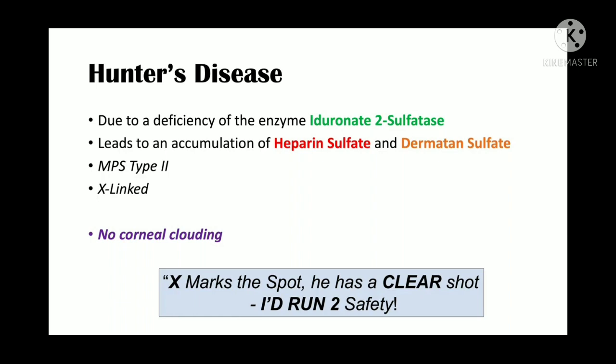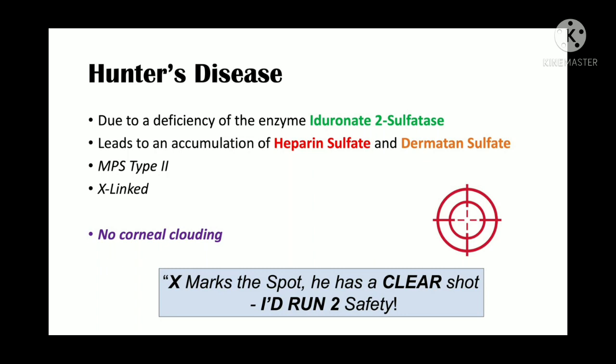So you can think of a hunter pointing a crossbow at someone with an X, so he got a bullseye and an X mark, and yes, he has a clear shot, I'd run to safety. So X marks the spot, so that X is going to help you remember that X-linked condition. He has a clear shot, so that will help you remember that this is a hunter, and clear shot is going to help you remember that there's clear cornea or no corneal clouding.